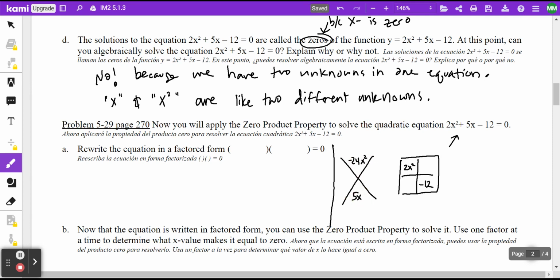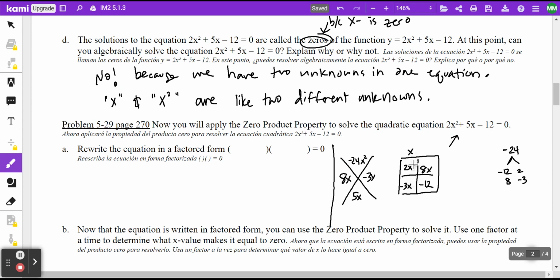Okay. What are the factors of negative 24? Let me see. I've got negative 12 and 2. That's not it. 8 and negative 3 is it. So I've got 8x times negative 3x. 8x, negative 3x. And now I finish.